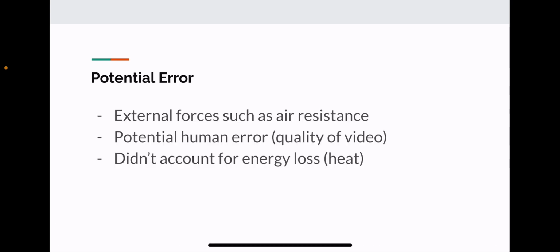Potential error could come from the fact that we didn't account for external forces such as air resistance, even though it's safe to assume it is negligible in this scenario. Another factor that was considered negligible was the loss or gain of heat. The most probable source of error was potential human error because the video wasn't great quality.